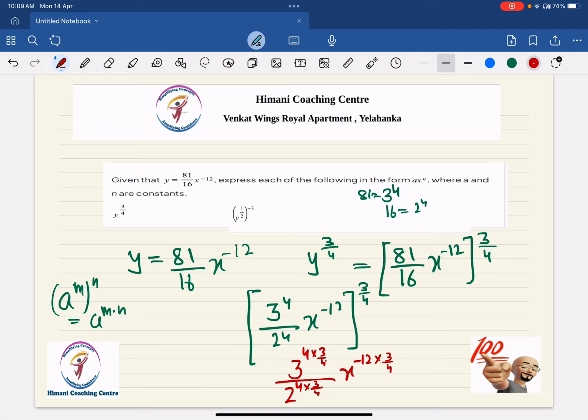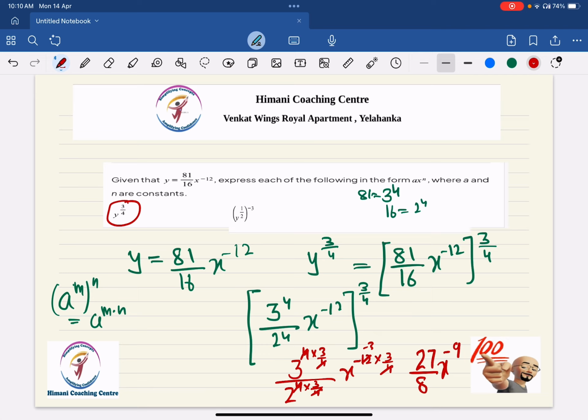Okay, so we are going to get 3 cube by 2 cube, and here it is going to be x to the power minus 9. So the final answer: 3 cube is 27, 2 cube is 8, and x to the power minus 9. So that is our answer for y to the power 3 by 4.